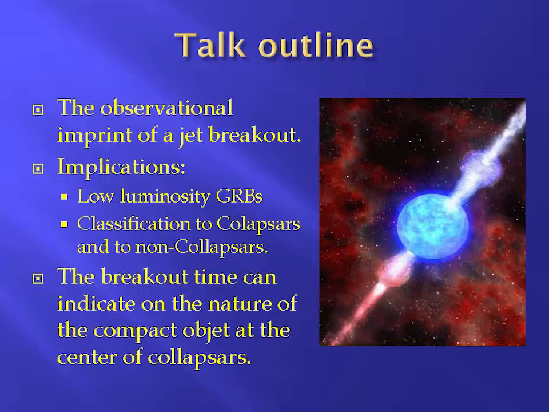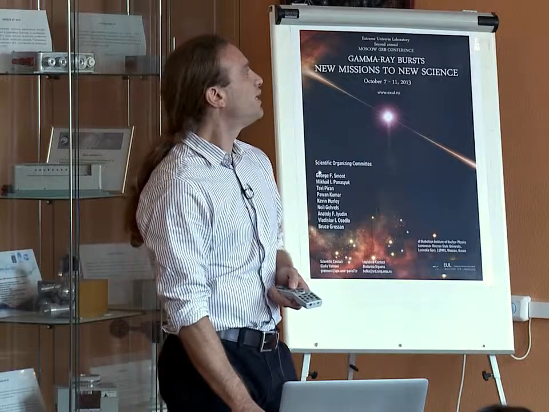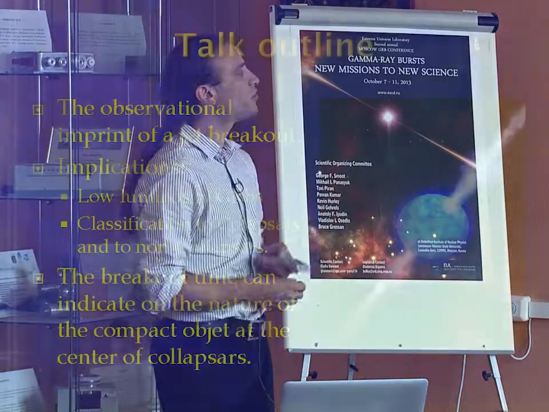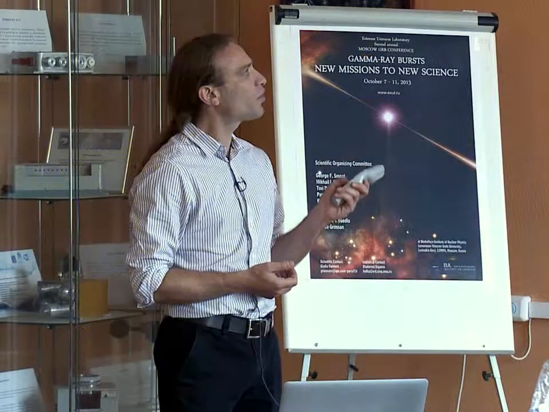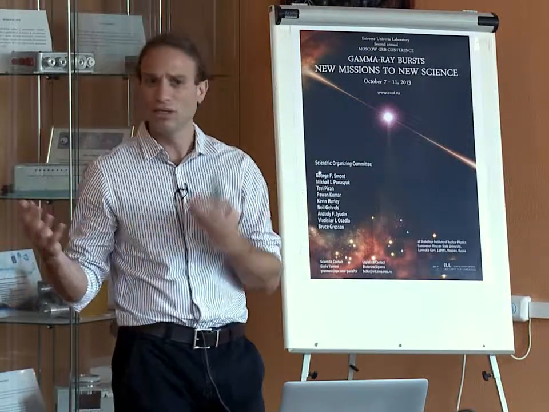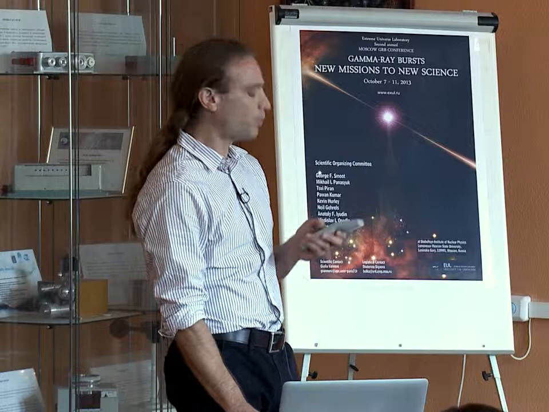So my talk is going to be composed of two subjects, as seems to be popular here. First I'm going to focus on the observational imprint of a jet breakout, and then I'm going to discuss some implications from that on low luminosity gamma ray bursts, as Udi Nakar already mentioned, and the classification of gamma ray bursts into collapsars and non-collapsars. And in the second part, I'm going to try to see how the breakout time can tell us something about the nature of the compact object in the star. I'm going to talk about it in the context of two types of jet, a hydrodynamic jet versus a magnetic jet, and try to explain how we see the differences between the propagation properties of these two jets.